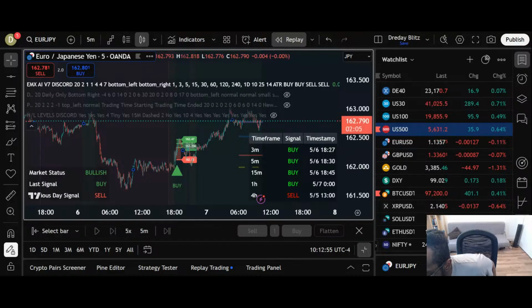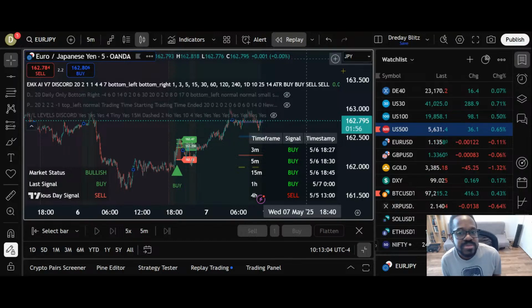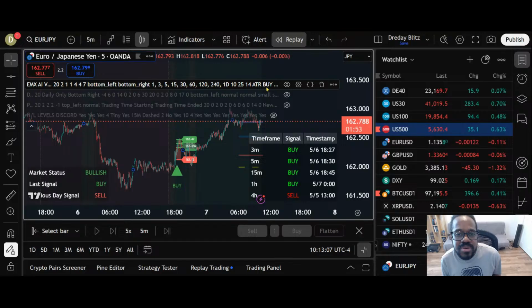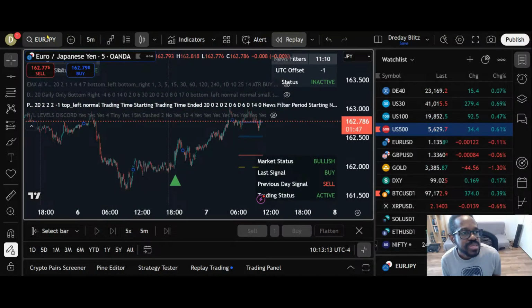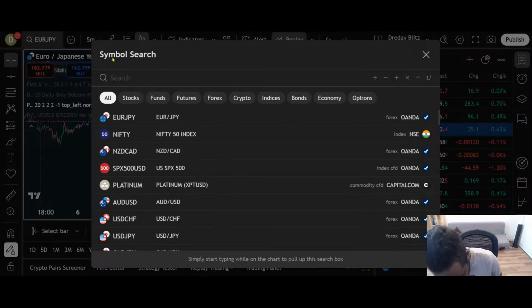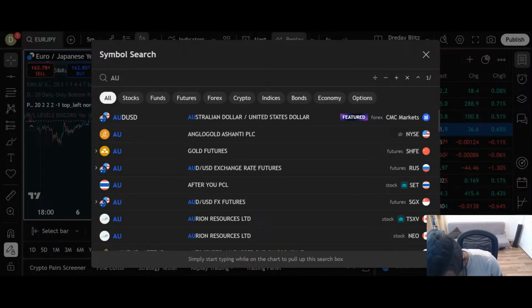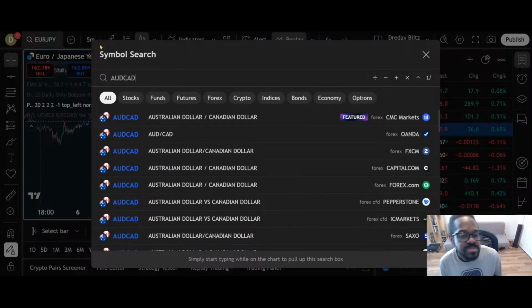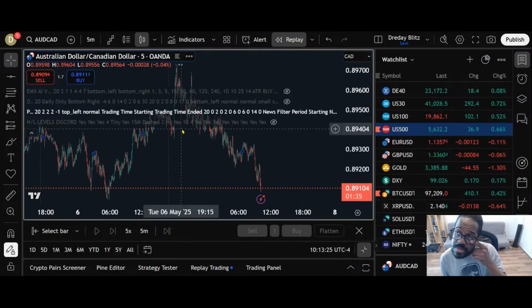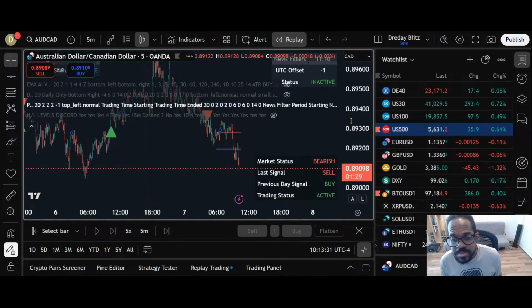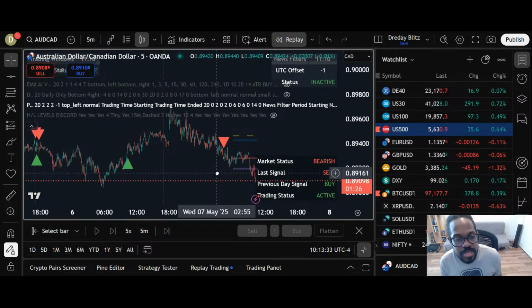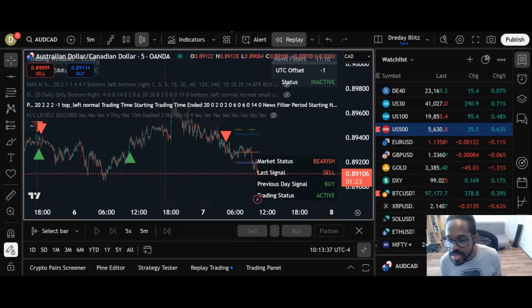So AUD CAD, new session pair, POC setup 5-minute chart. AUD CAD. So AUD CAD POC. I'm gonna open POC, I'm gonna go on AUD CAD. So AUD CAD, boom. Yeah, so that was a good setup here for AUD CAD.